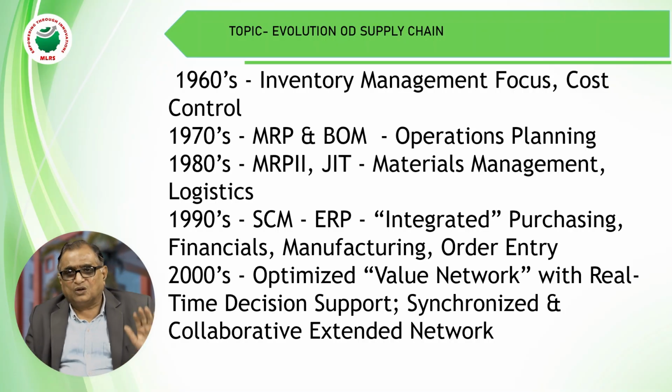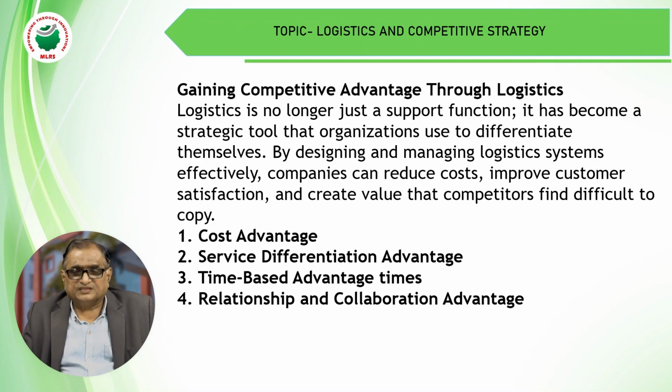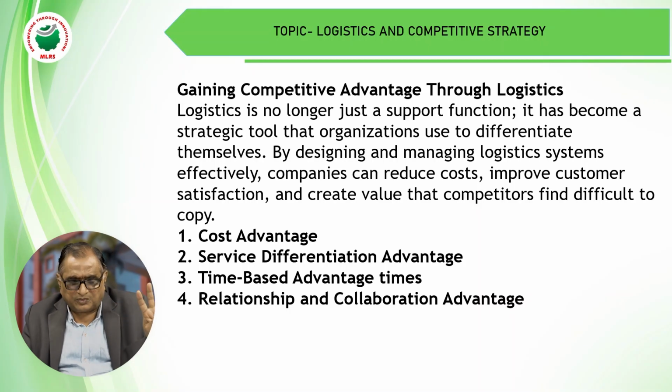This is how the supply chain has been evaluated. This is the introductory choice which has been taken. Next one is gaining competitive advantage. Normally we'll be taking 4 parameters.